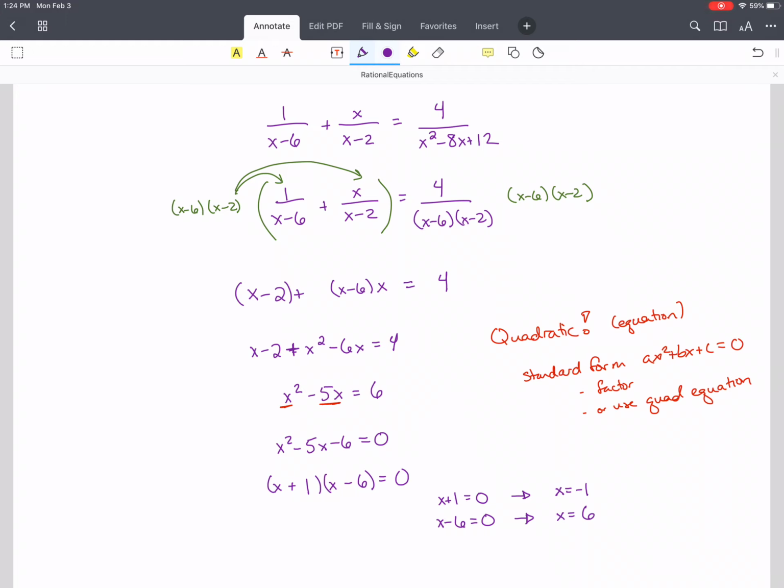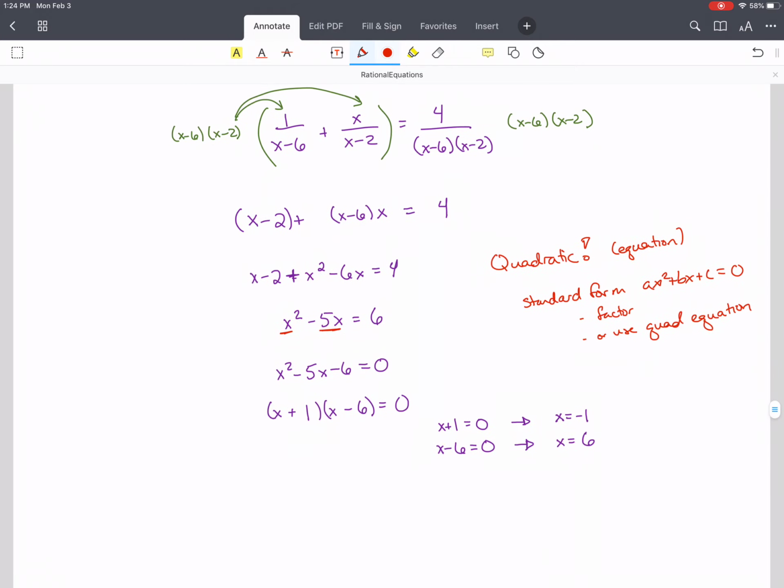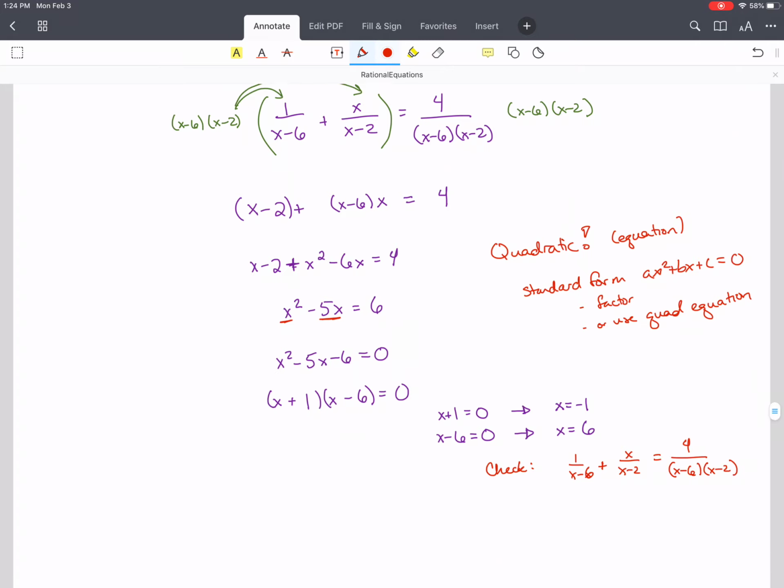So I have two solutions to this equation that I started with. The claim is x equals -1 and x equals 6. But I need to check this and see if this works out. So I'm going to check in my 1 over x minus 6 plus x over x minus 2 is equal to 4 over x minus 6 times x minus 2 form of my original equation.